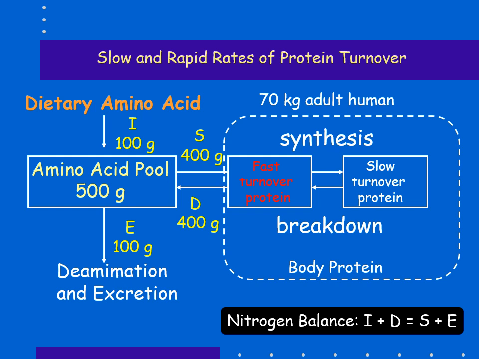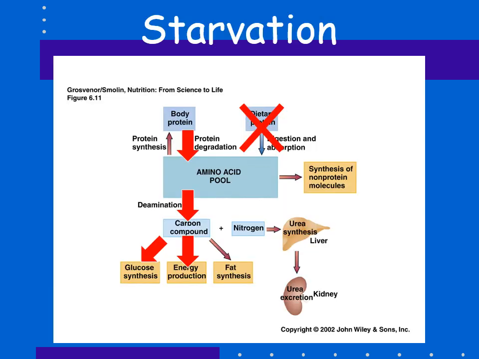So in this case, to determine your body's nitrogen balance, you simply add I plus D, and to be in nitrogen balance, it has to equal S plus E. Alright, so let's look at some scenarios. And the first one is starvation.